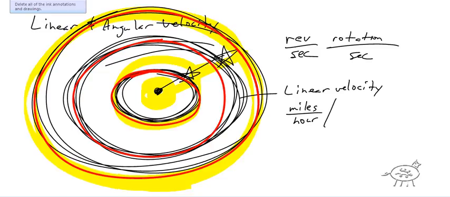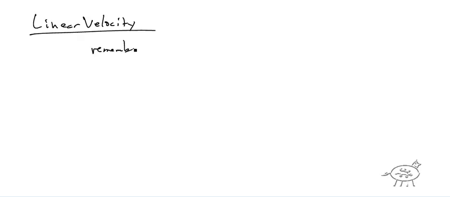All right, so let's come up with some formulas here now. Let's talk about linear velocity first. Do you guys remember our nice little friendly formula, d equals rt. Distance equals rate times time. I call it the dirt formula.